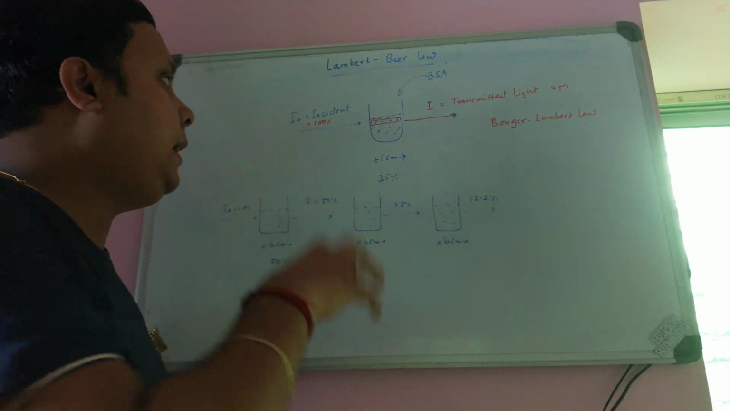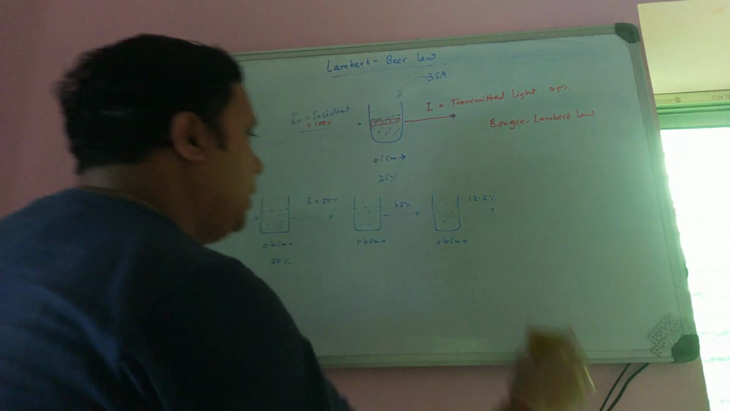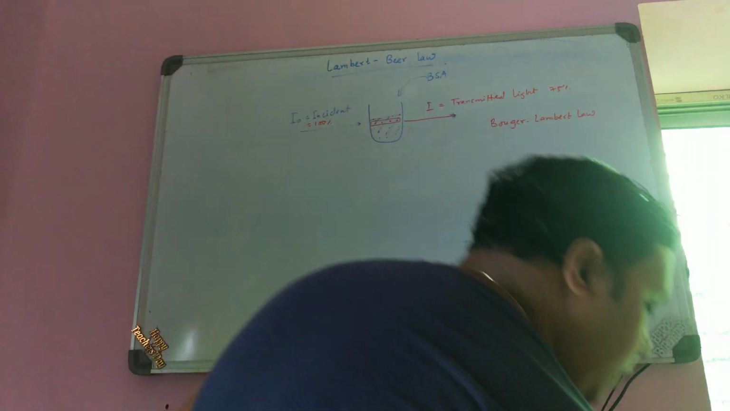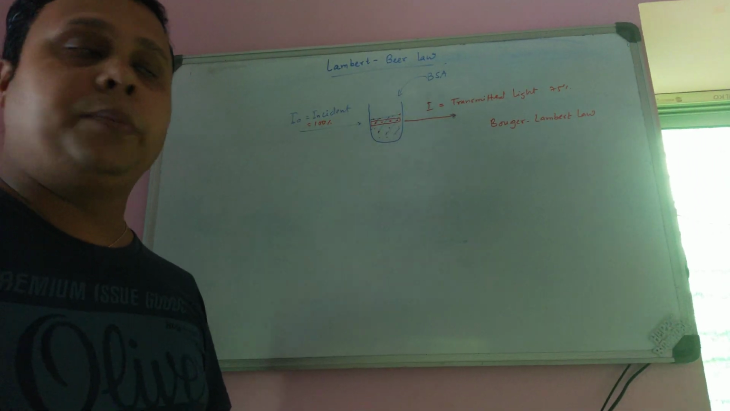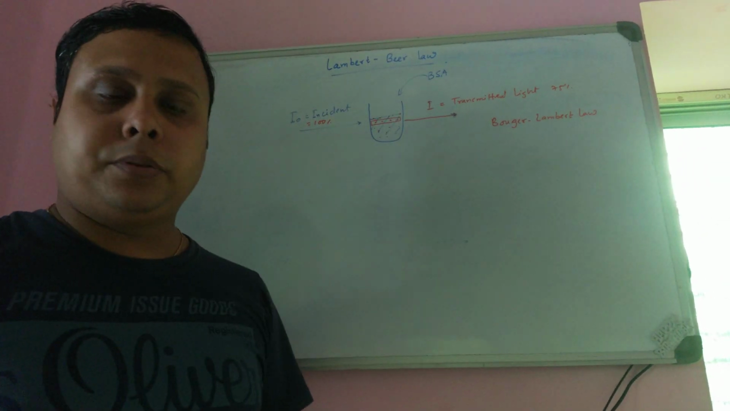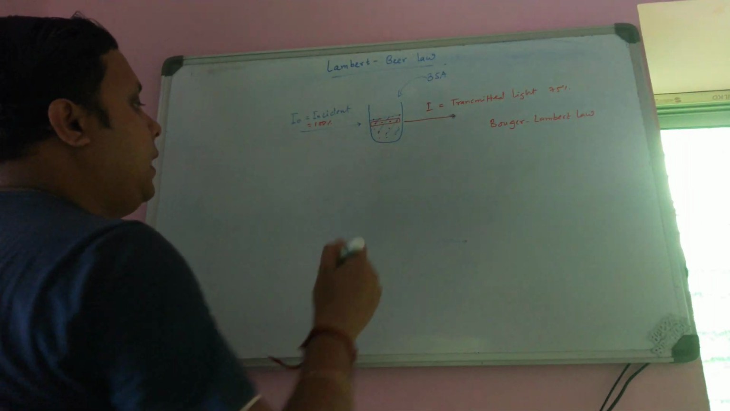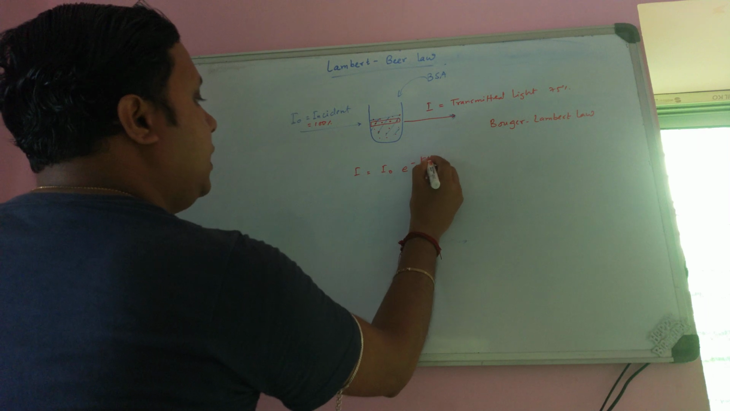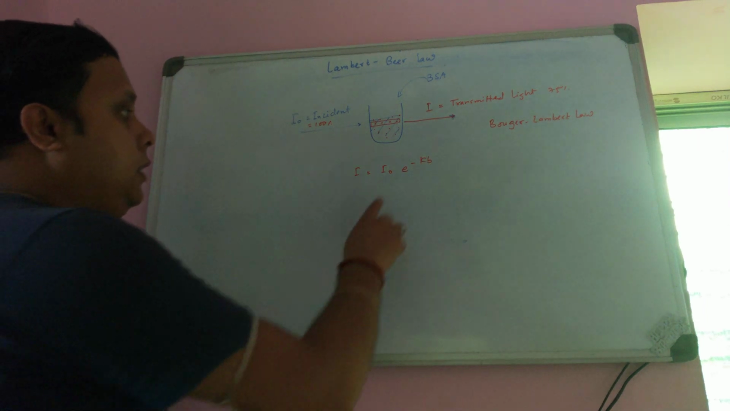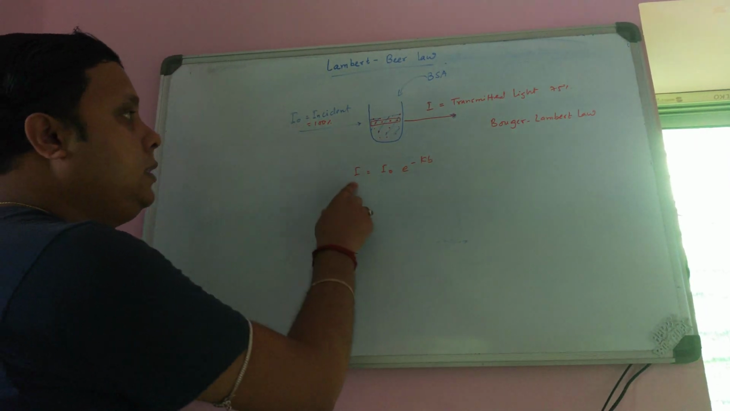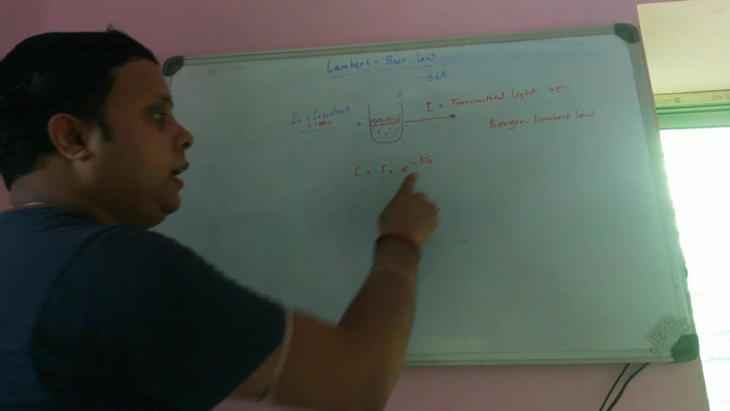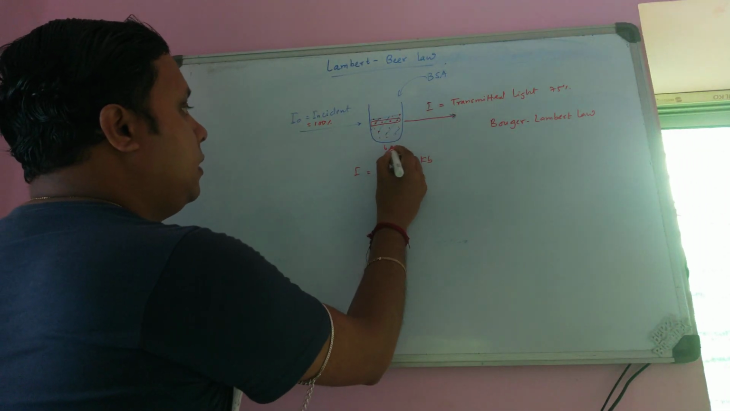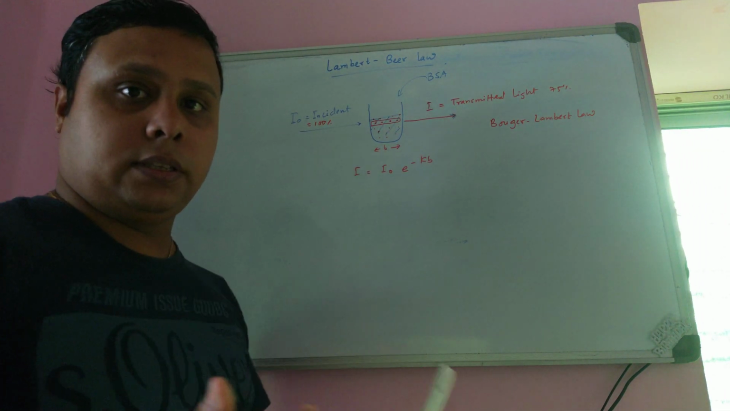So we can write this in a mathematical way. If this law is true, that is, the amount of light absorbed is directly proportional to the path length of the absorbing material, in that case we can write I is equal to I0 into e to the power of minus KB, where I0 is the intensity of the incident light, I is the intensity of the transmitted light, K is the absorptivity constant, and B is the path length of the material. Path length means thickness. Thickness is the path length.